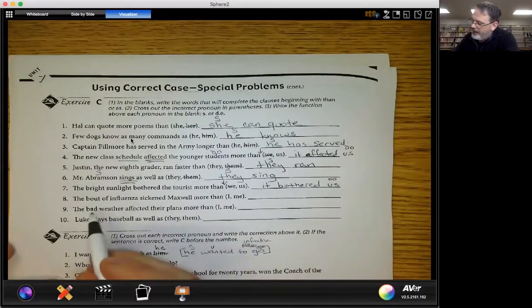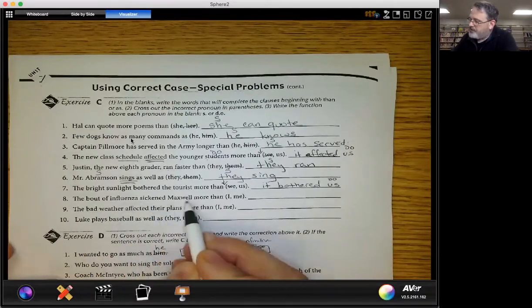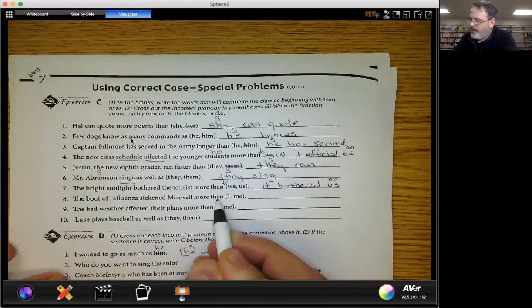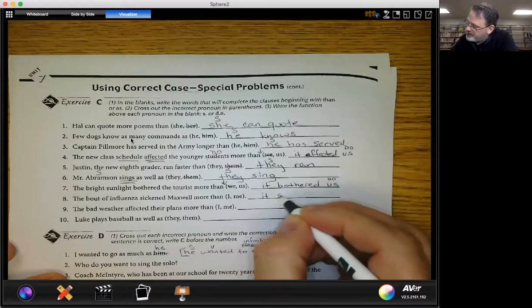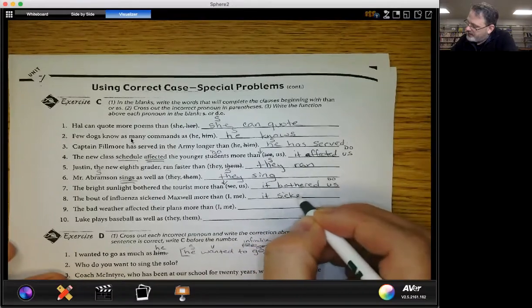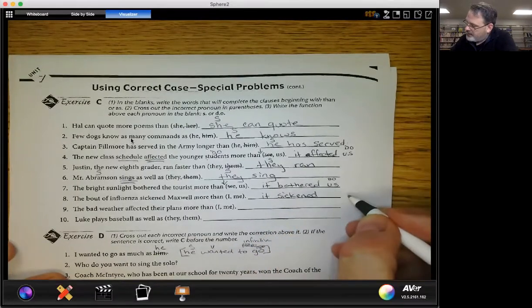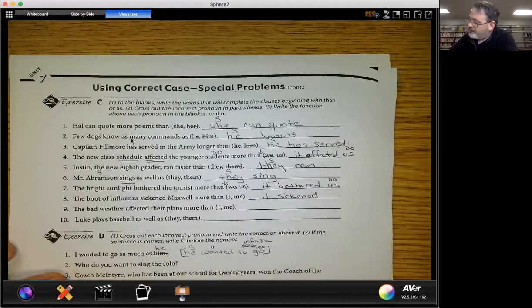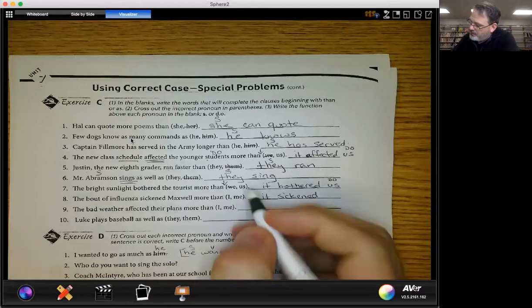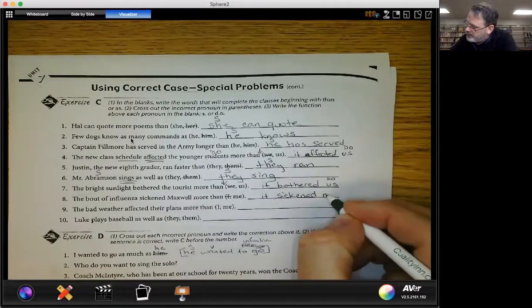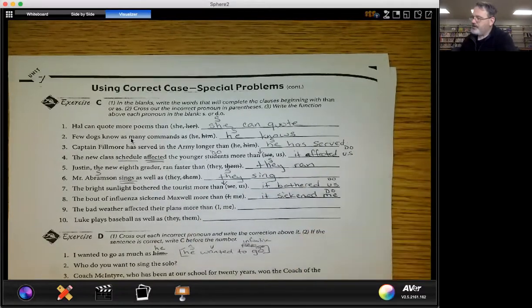Okay. The bout of influenza sickened Maxwell more than it sickened I or me. It's got to be objective case because it's the direct object. Me is direct object. I is nominative. So it sickened me, direct object. All right.